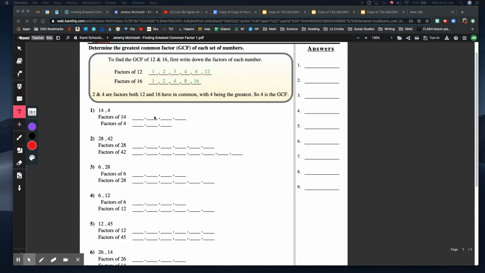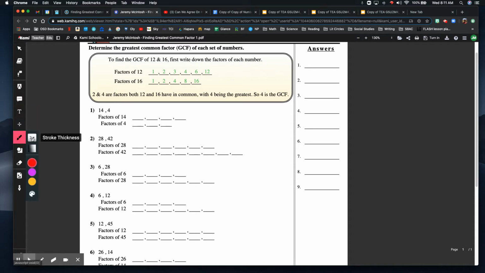So what you first need to do to find the greatest common factor is find the factors of each of the numbers that we're trying to find. So we're pretending like the 14 and the 4 are our denominators, and we're trying to simplify them down to our greatest common factor, or try to figure out what the greatest common factor is. So what you need to do is either use the pen in Kami or the text box. I personally like the text box.